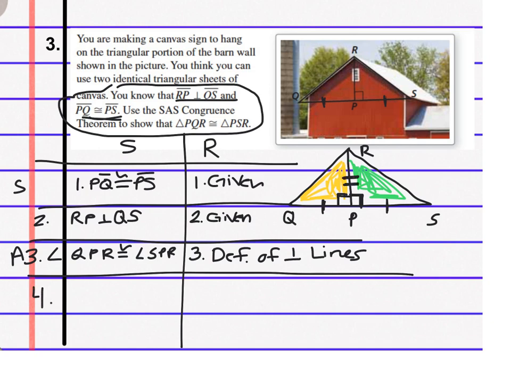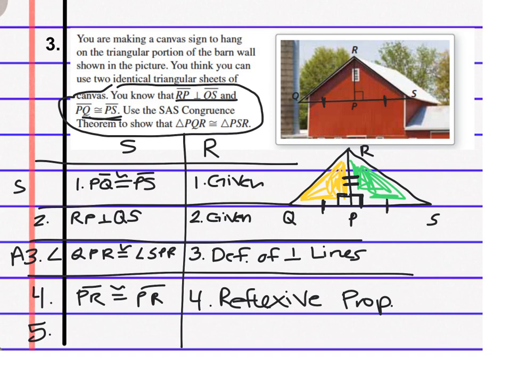So hopefully you're starting to recognize that PR is congruent to PR. If you said RP is congruent to RP, that would also be fine. And that is, again, the reflexive property. They share that side. Okay, so lastly, since I have side, angle, side, I can say that triangle PQR is congruent to triangle PSR. And that is using the side, angle, side theorem.